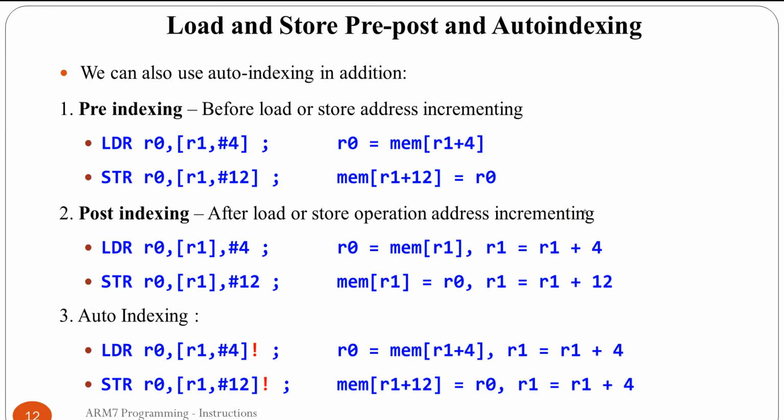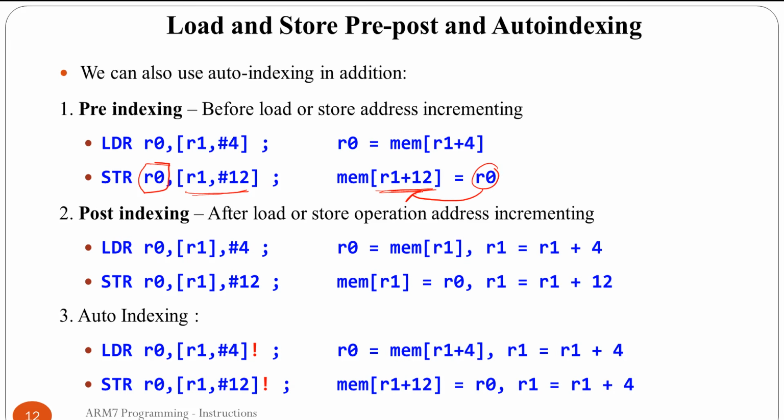Now these are a few more examples related to pre-indexing and post-indexing or auto-indexing. So load register R0 with R1 plus 4 is pre-indexing. As there is no exclamation symbol, the base address is not updated. Then store R0 comma R1 comma hash 12. In this case the content of R0 register is stored at the address pointed by R1 plus 12.